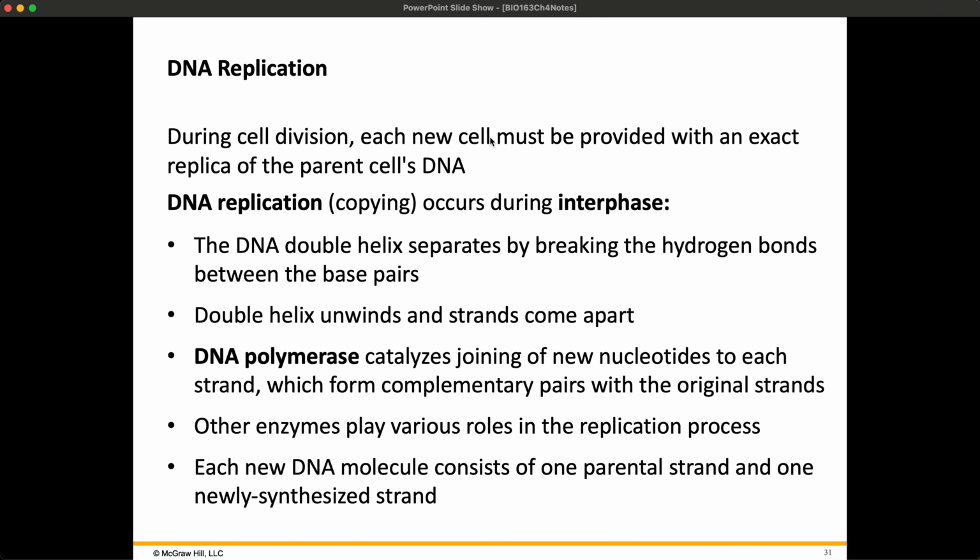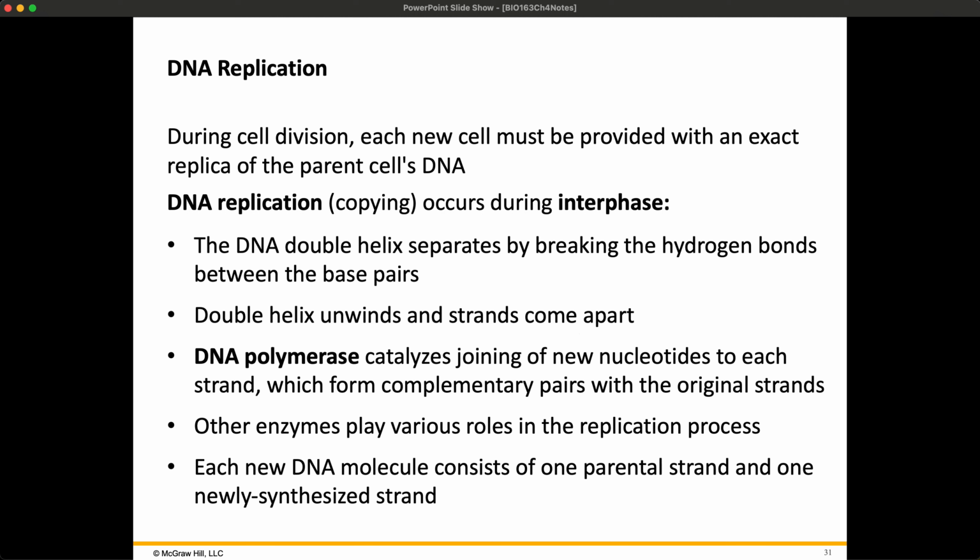During cell division, each new cell must be provided with an exact replica of the parent cell's DNA. Replication occurs during interphase, so hopefully you remember that from chapter 3, that cell cycle phase where you have the genetic material duplicating to prepare for the cell to be split. The DNA helix separates by breaking those hydrogen bonds between the base pairs, between the A and T and C and Gs. The twisting unwinds, and one strand will come apart.